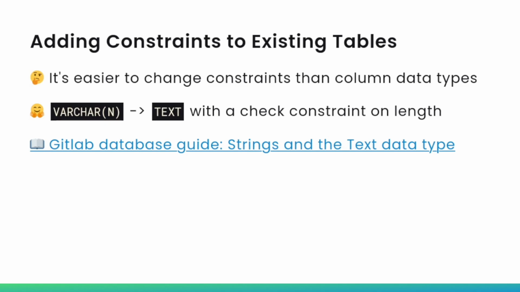Now, another tip I want to share with you is that we talked at the beginning of this video about text and unrestricted text when we talked about types. But there's a nice approach that I like, and it goes like this. Since it's much easier to change a constraint like we just saw than a column data type, what if instead of using varchar n, instead of using varchar 20, we use a text data type, which is unrestricted text, but we enforce the constraint using a check constraint.